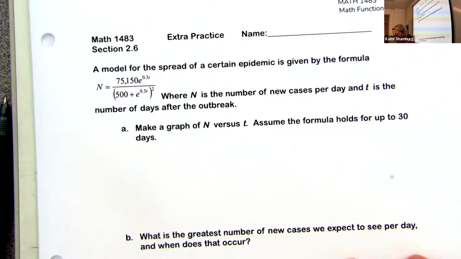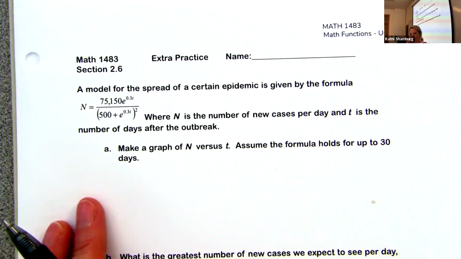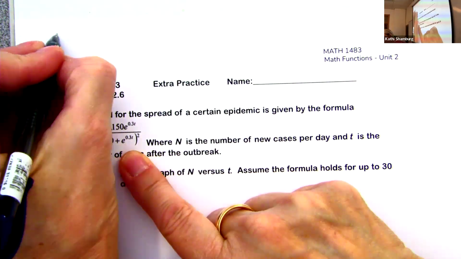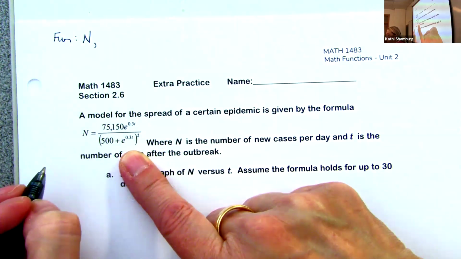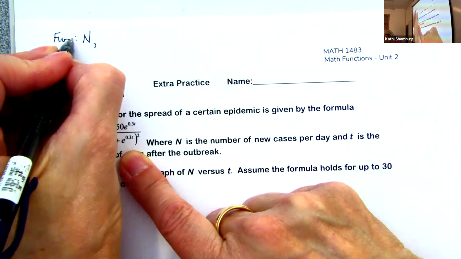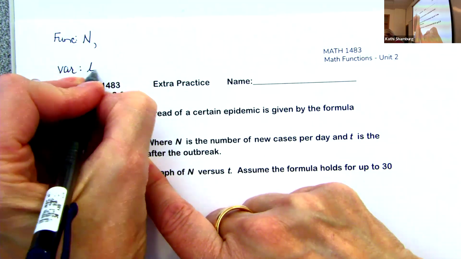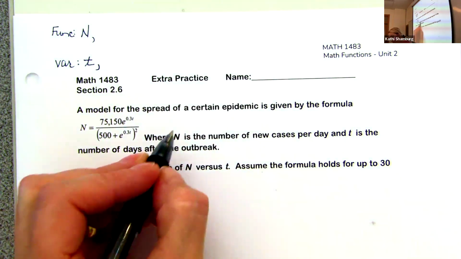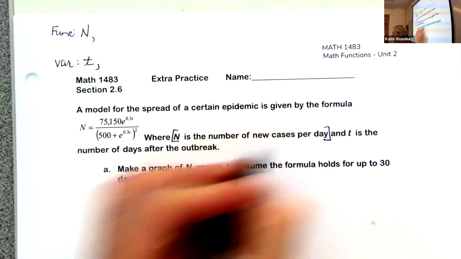Last problem of the day. A model for the spread of a certain epidemic is given by the formula. Okay, when I look at the formula right here, the letter that stands alone, N, is always your function. The variable is always within the equation, and that's T. So I'm trying to figure out what N and T represent. Where, oh, nice. N is the number of new cases per day.